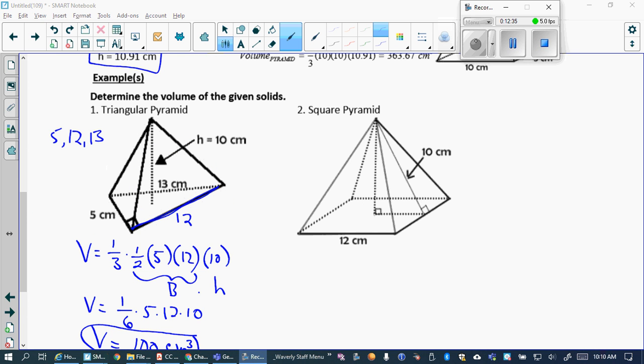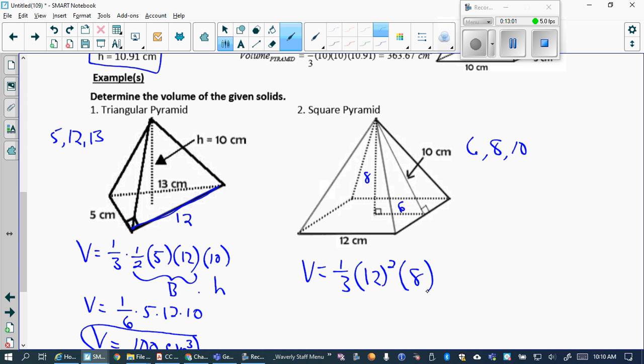10's not the height, but we know in this triangle here, this is 6, right? It's a 3, 4, 5 double, isn't it? Yeah, 6, 8, 10. So that means that's 6, that's 10, that's 8. Okay, so now we got our height. So volume equals 1/3 times 12 squared, right? Times 8. Instead of 12 times 12, it's squared, right? Okay, so that gives us what? 384 cubic centimeters.